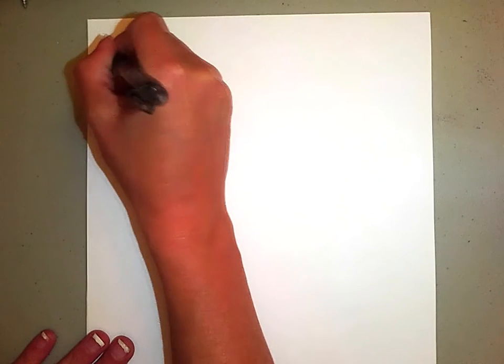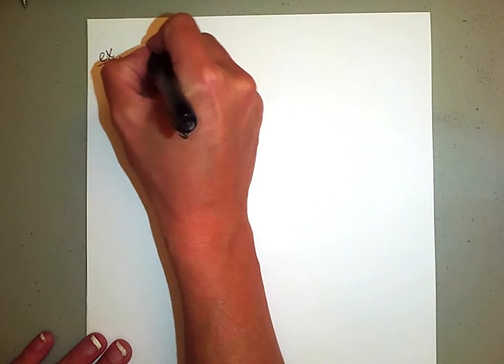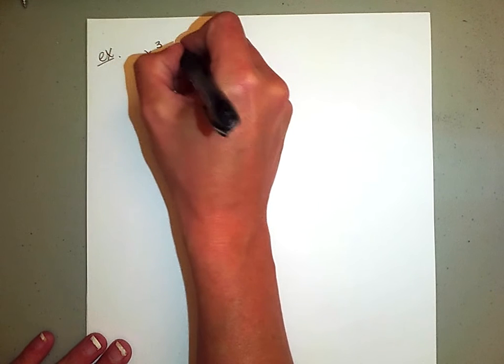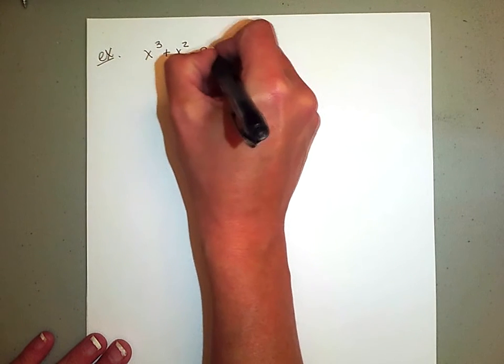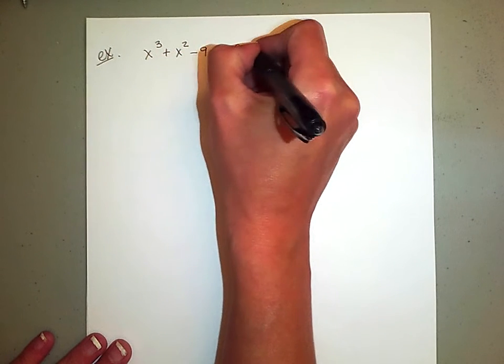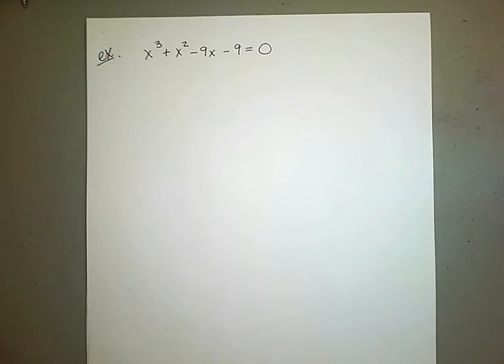Okay, I guess we could look at one last example about factoring. It's about factoring by grouping when we solve. So if we had x cubed plus x squared minus 9x minus 9 equals 0, okay, there are 4 terms here, and there isn't a greatest common factor to all 4 terms.